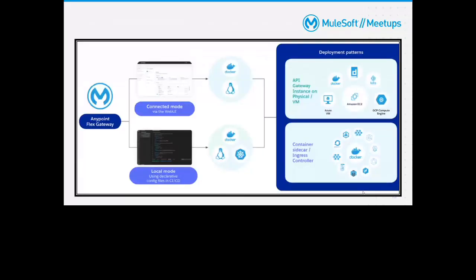Then this is a simple diagram where you can set up a Flex Gateway in connected mode. Once you set up the Flex Gateway in connected mode, you can completely control your Flex Gateway from the Anypoint Platform web UI, basically.